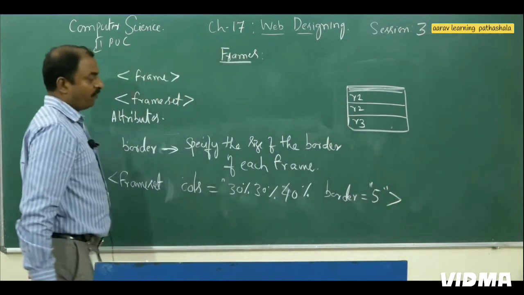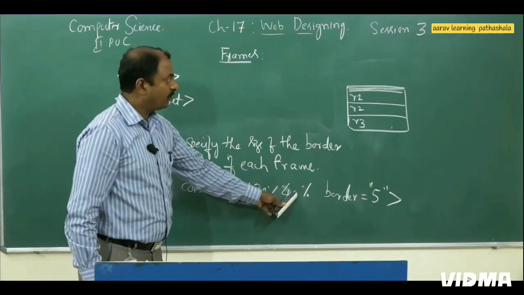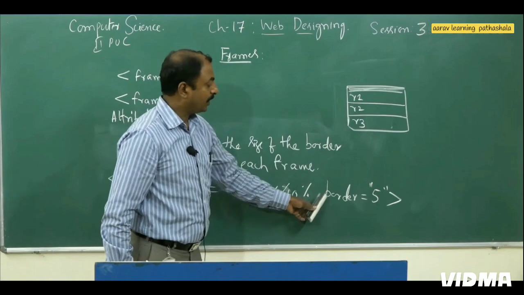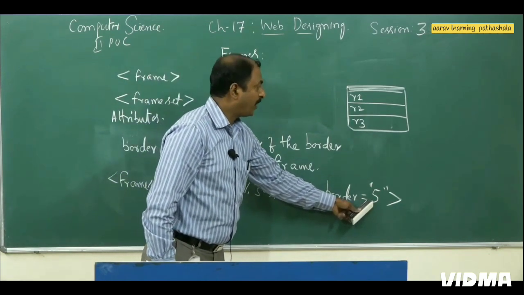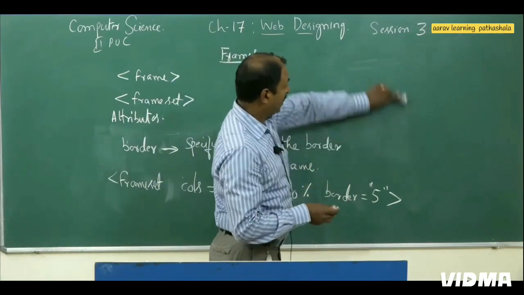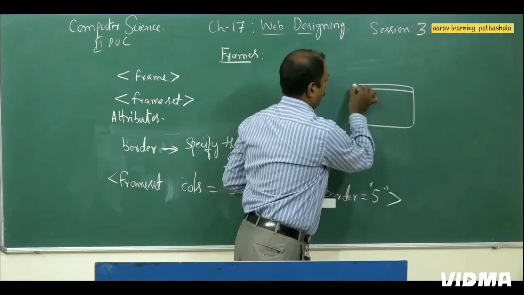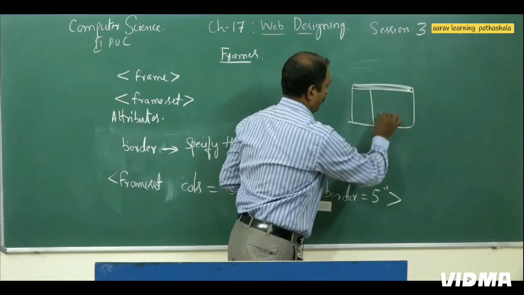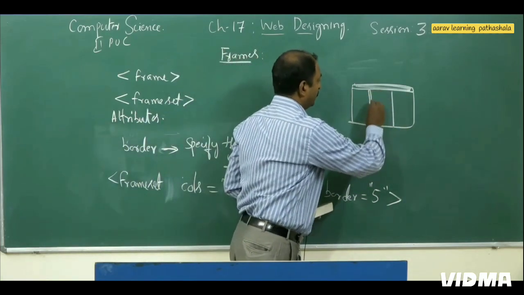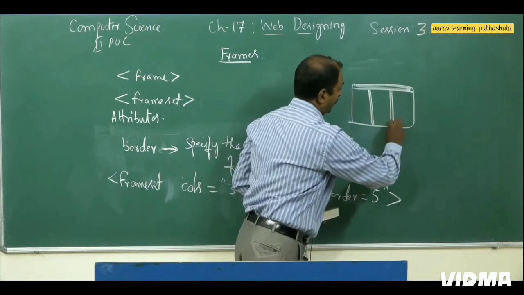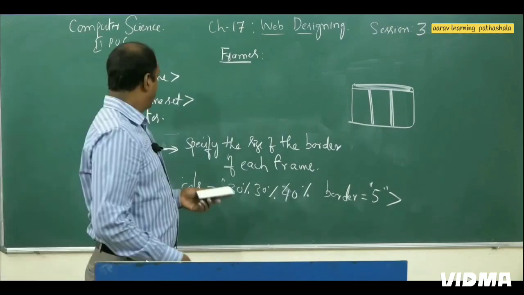Border equals 5. The meaning is we are dividing this into three columns, and the border of each frame is 5. So in this example, as we have mentioned columns, what is the border here? The border is this one. This is the border size, approximately size 5. So we are talking about the border attribute.